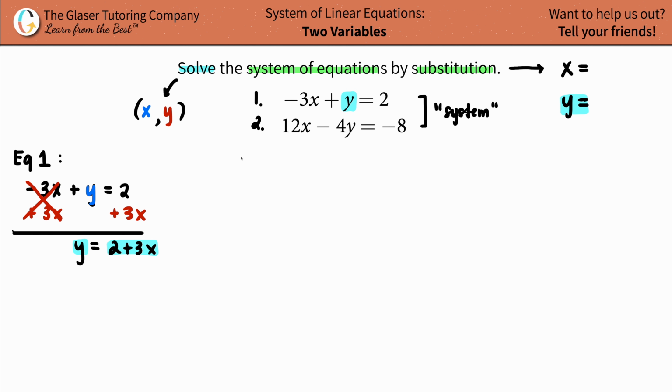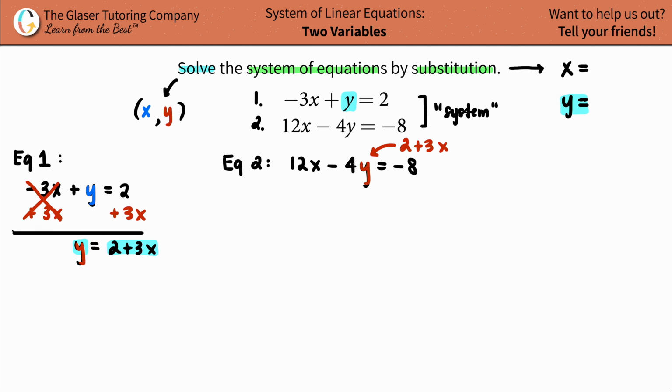Because what we're going to do is take equation 2, so let's write that out: equation 2, which is 12x minus 4y equals negative 8. We're going to take that y value that we just solved for and plug in 2 plus 3x. This is why it's called substitution, because it's like a substitute teacher. Here's the real teacher. Whoop! Wasn't there that day. And this guy is going to come in.